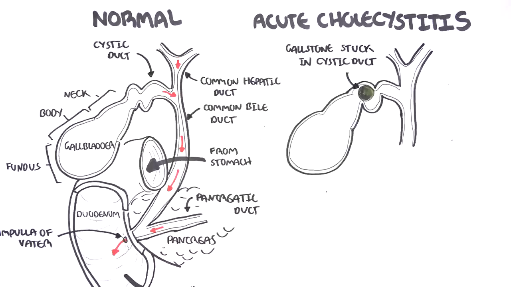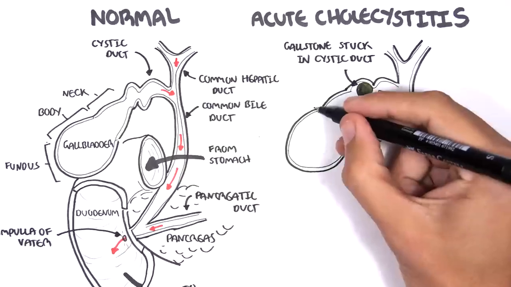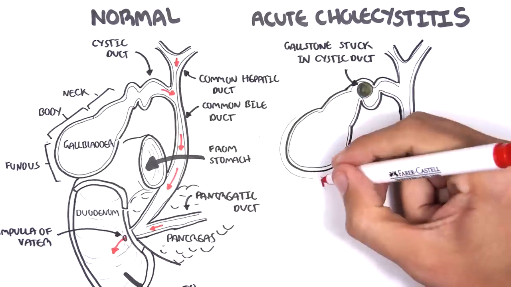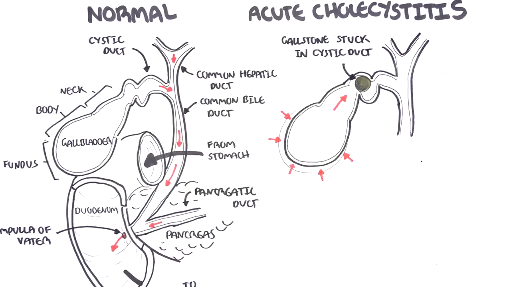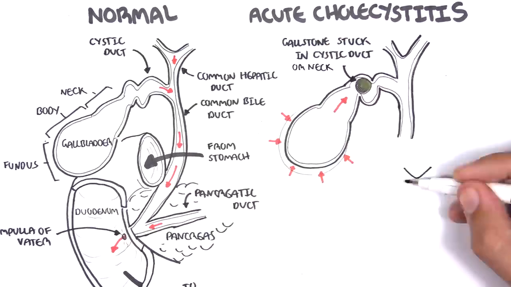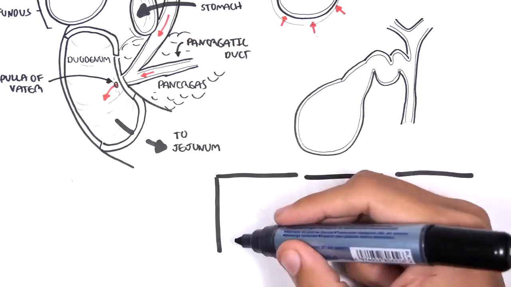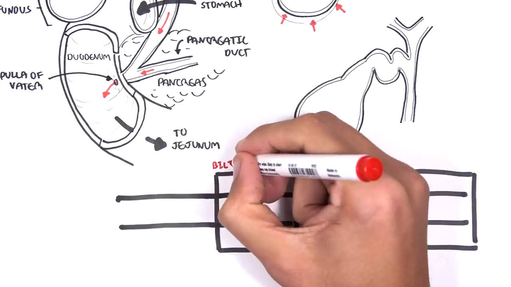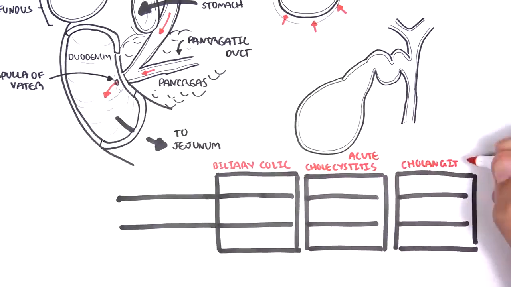So when the gallstones get stuck in the cystic duct, the gallbladder will try to contract and push it out without any success. And this obstruction results in inflammation to the gallbladder, and this is acute cholecystitis. Acute cholecystitis shares similar features to two other conditions called biliary colic and cholangitis. But these three conditions do differ.